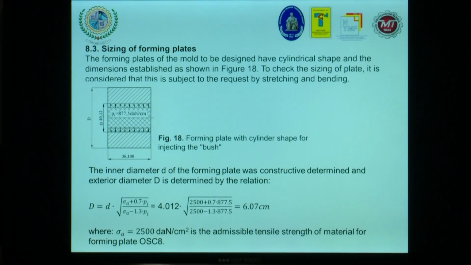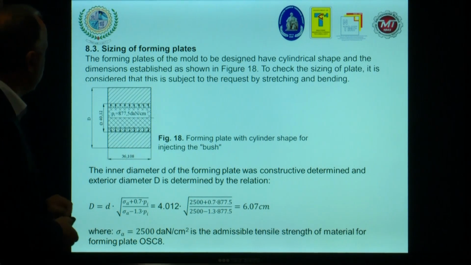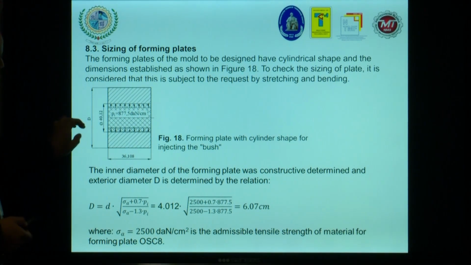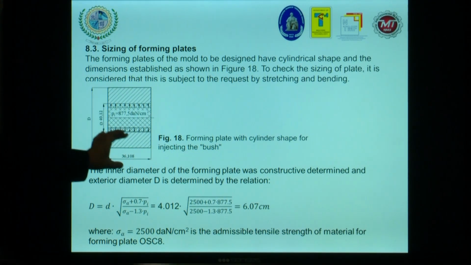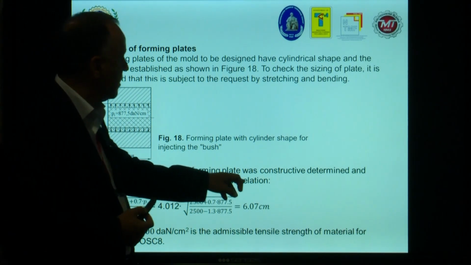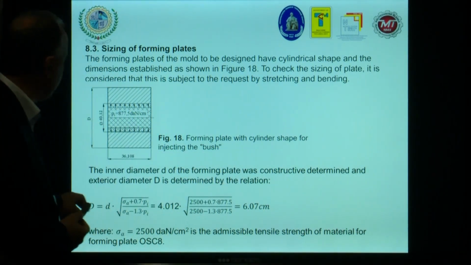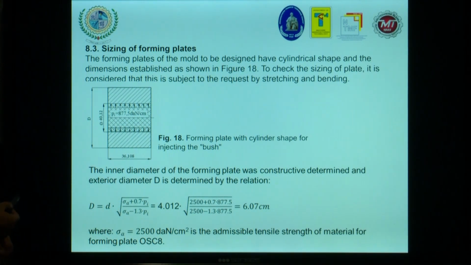Sizing of the forming plates. You can see the forming plates with cylinder shape for injection, the bush part. We can make a sketch like that, always putting the internal pressure of the machine and the maximum diameter of the part, I mean the minimum diameter of the cavity. Afterwards the inner diameter of the forming plate is constructively determined and can be used. You can see the relation.